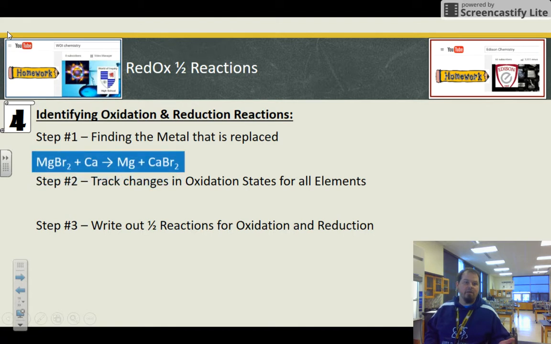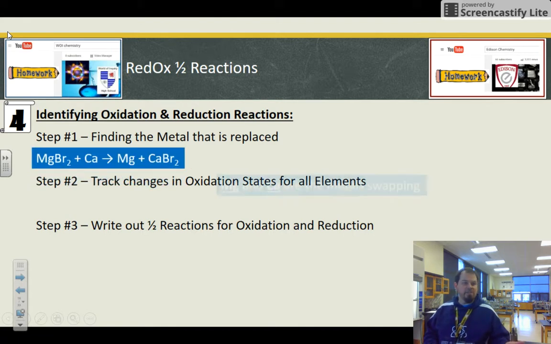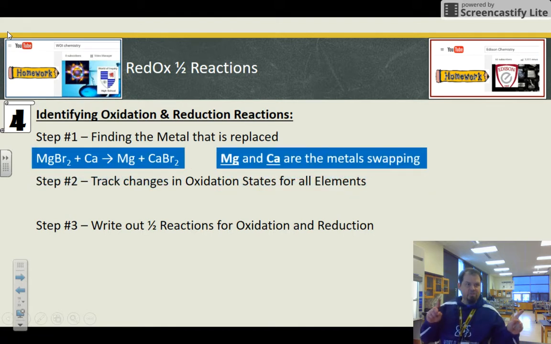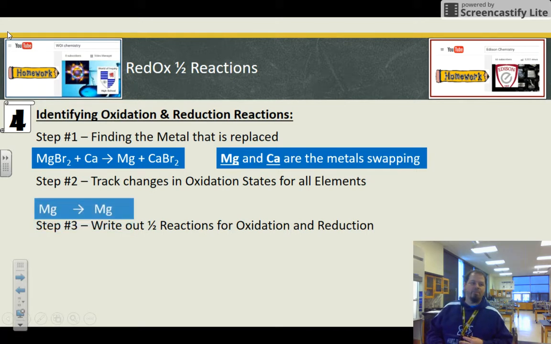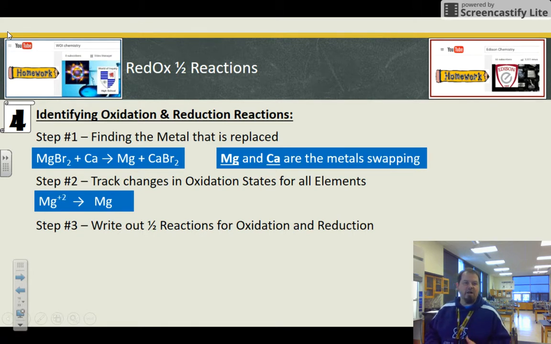Well, first we got to find the metal that's being swapped out. So in this particular case, the Mg and the Ca are the ones that are swapping. And you can see that Ca is a lone element on the reactant side, so that's for sure. And then the metal in the compound, where these are always going to be not double replacement reactions. They're going to be single replacement reactions. So there's going to be a lone metal and then a metal in a compound. Pull them out. These are the 2 metals that are swapping. Then track the changes in their oxidation states.